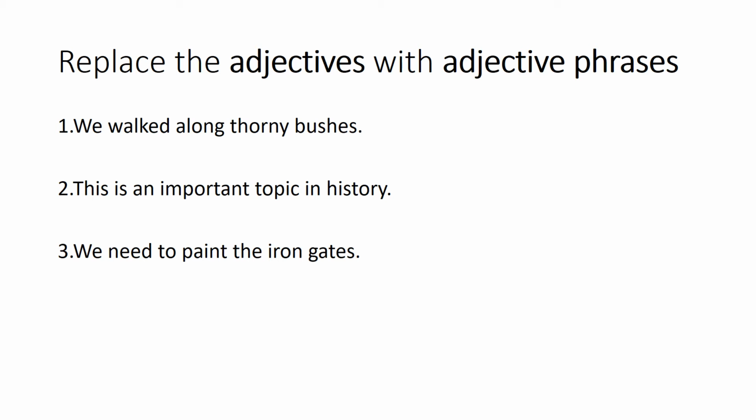1. We walked along thorny bushes. Thorny describes bushes. Thorny is an adjective. We can replace it with an adjective phrase, that is covered with thorns. We walked along bushes covered with thorns. Covered with thorns is an adjective phrase.